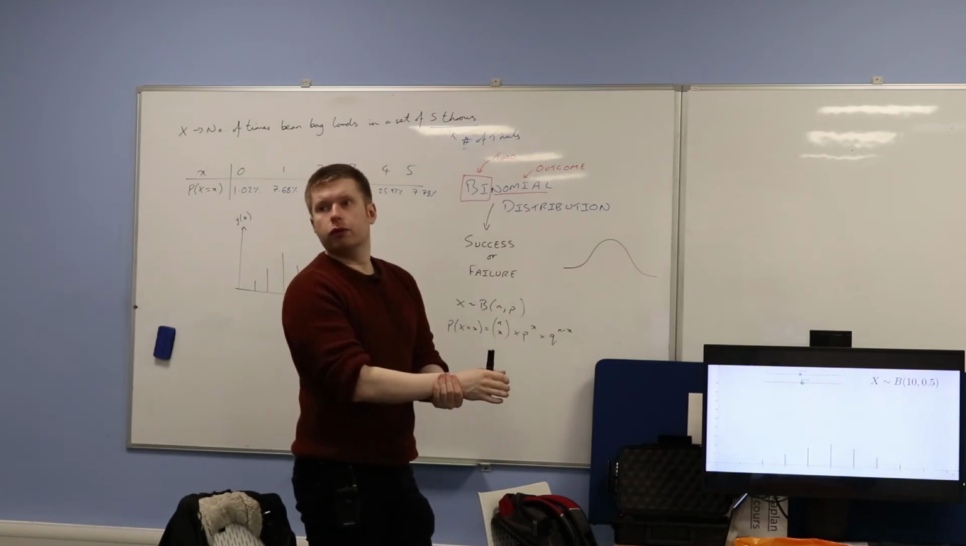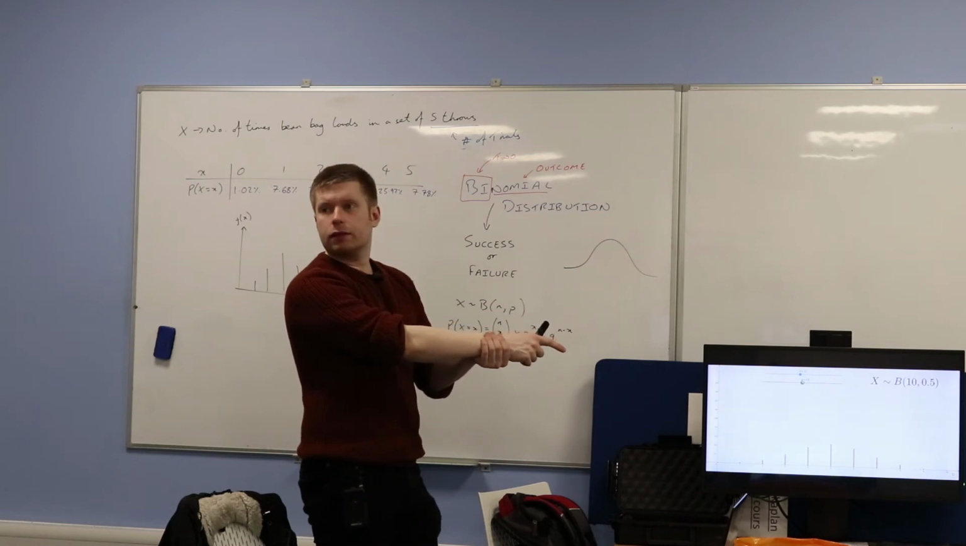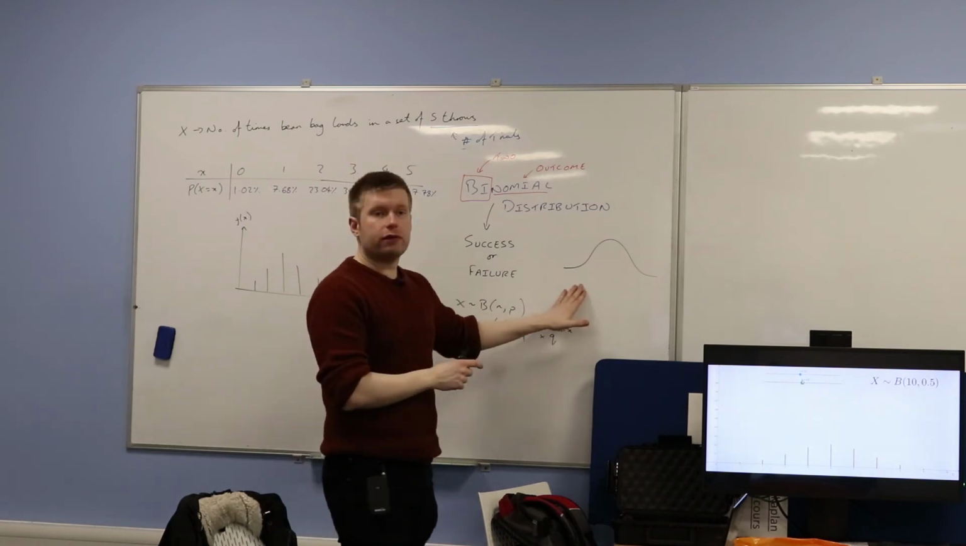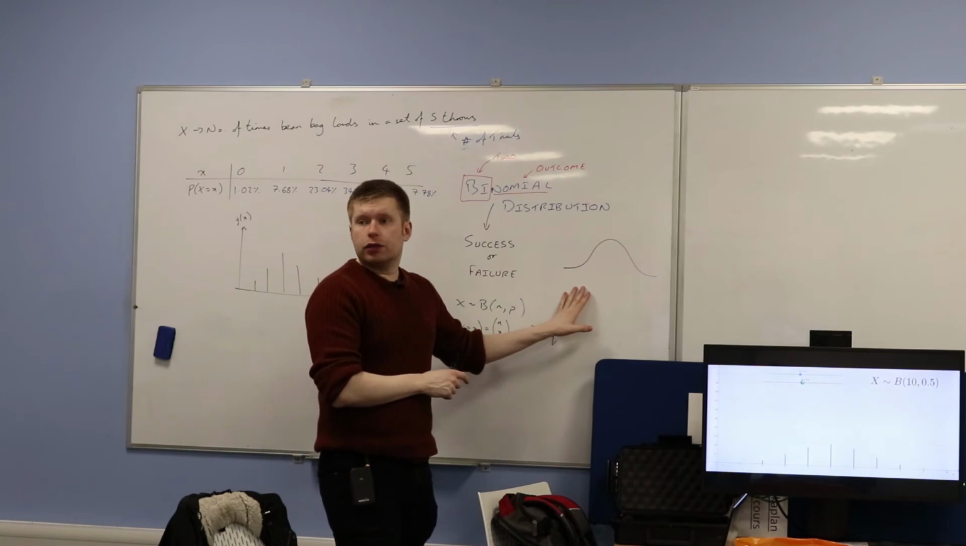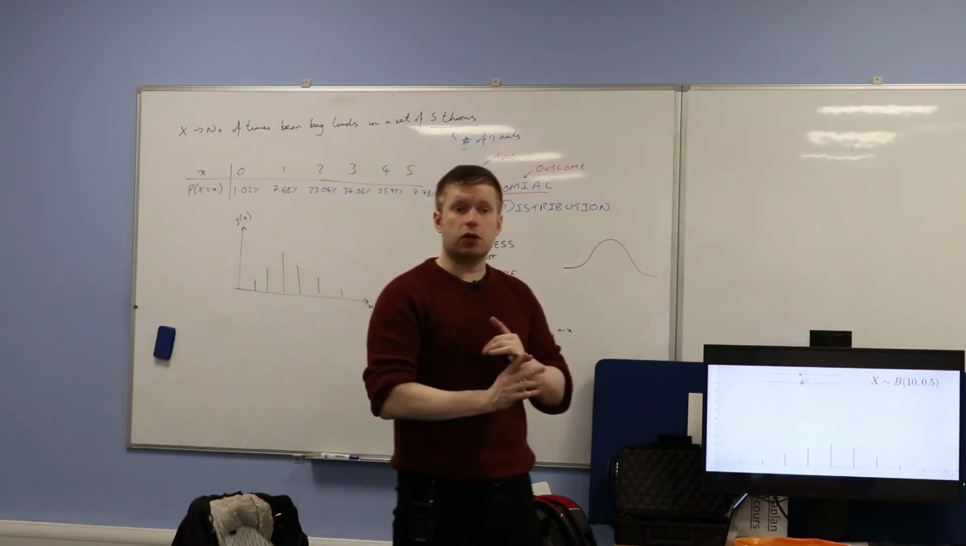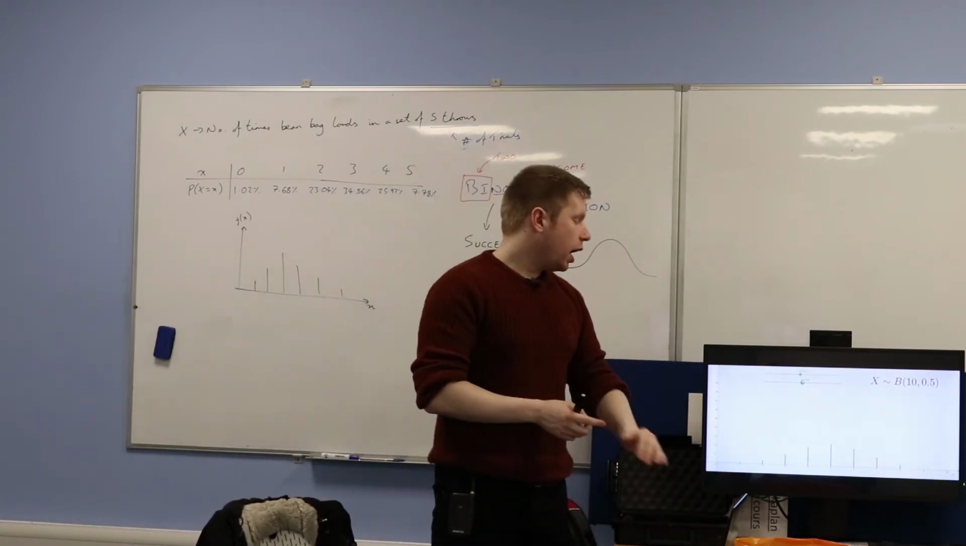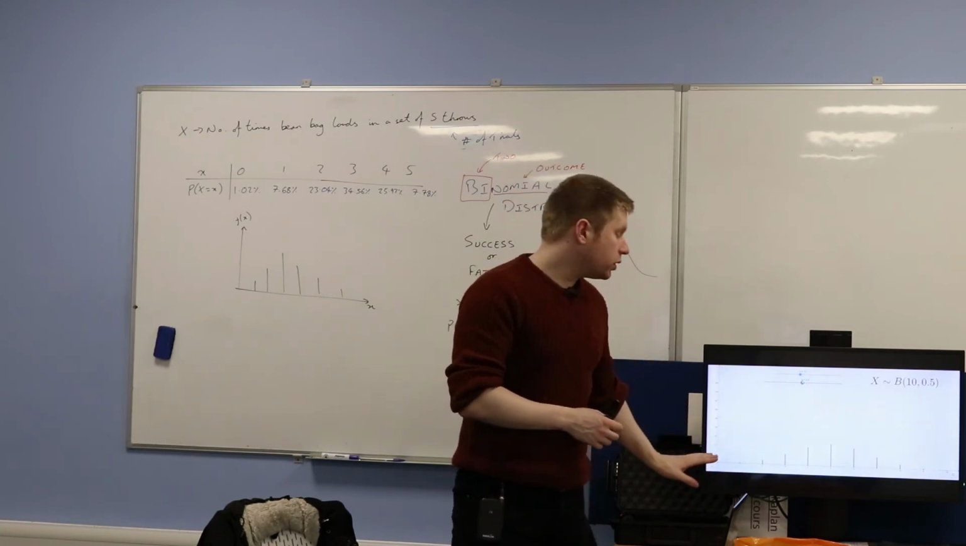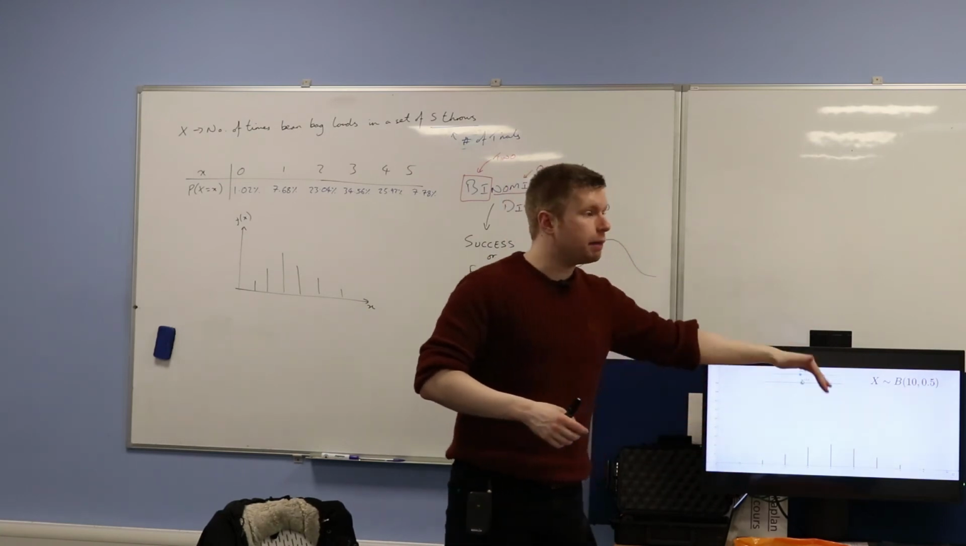Why not? What type of variable is this? Discrete. Bell curves have to be continuous. Actually, a normal distribution is the only continuous distribution we look at in this course. This is a discrete variable, but you can start to see that bell curve coming out.